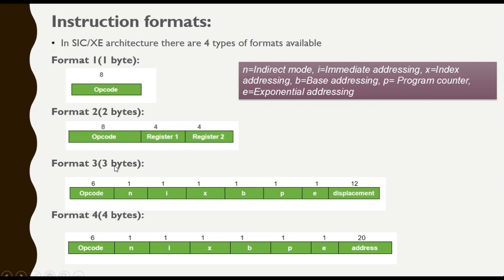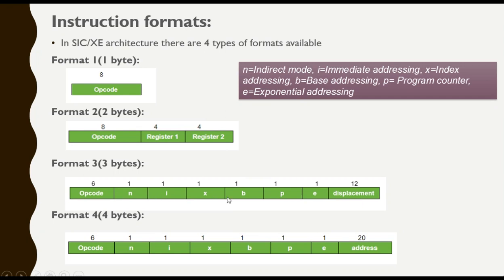This is the second format. The third format is 3 bytes: 6 bits for opcode, and then the flag registers. N stands for indirect mode, I stands for immediate addressing, X for index addressing, B for base addressing, P for program counter, and E for extended addressing. So these can be used during address mode. And the remaining 12 bits are for displacement.